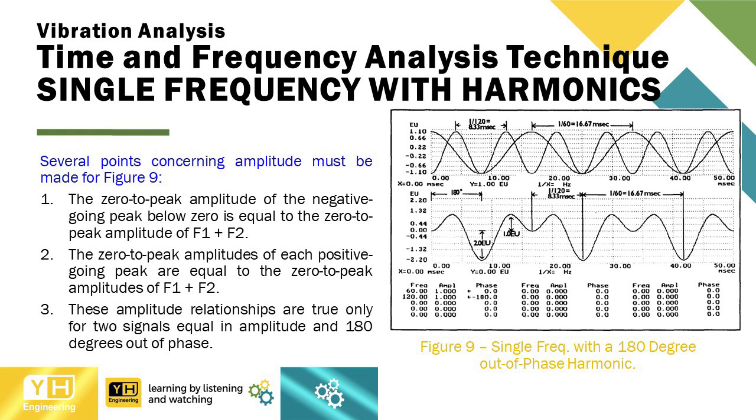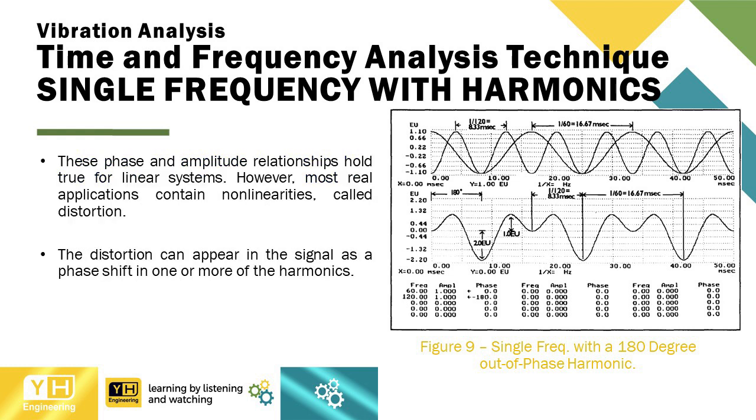Several points concerning amplitude must be made for Figure 9. Number 1 is, the zero to peak amplitude of the negative going peak below zero is equal to the zero to peak amplitude of F1 F2. Number 2 is, the zero to peak amplitudes of each positive going peak are equal to the zero to peak amplitudes of F1 F2. Number 3 is, these amplitude relationships are true only for two signals equal in amplitude and 180 degrees out of phase.